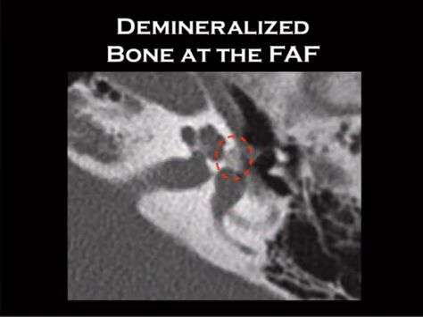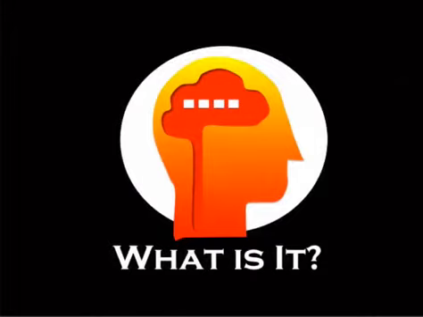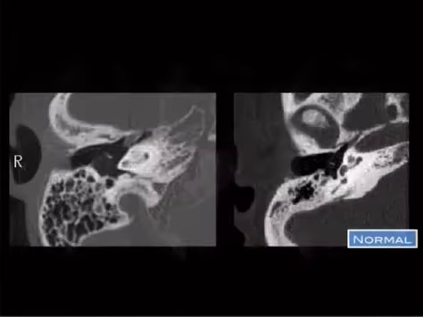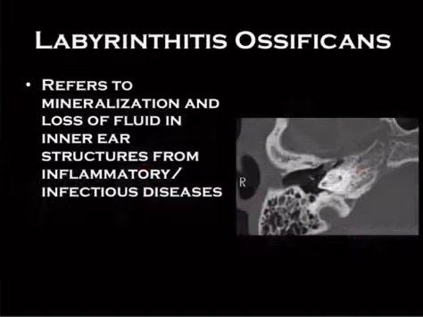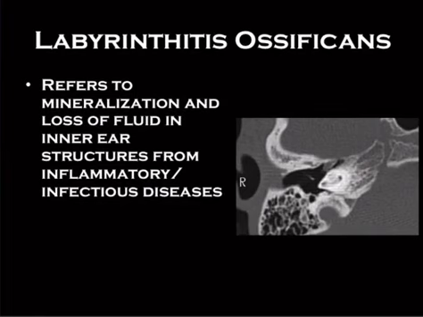Boom. All right. Next case. Let's take a zoom up here next to a normal. So that's what we're trying to show. Basically, this is mineralization within the labyrinth, or ossification: labyrinthitis ossificans. Now, this is a mineralization here. It occurs secondary to inflammation or infection.